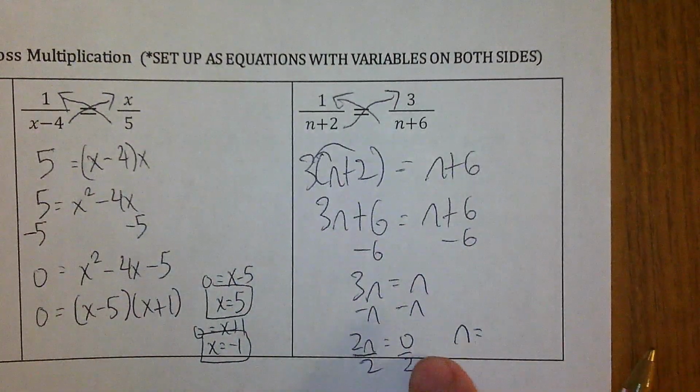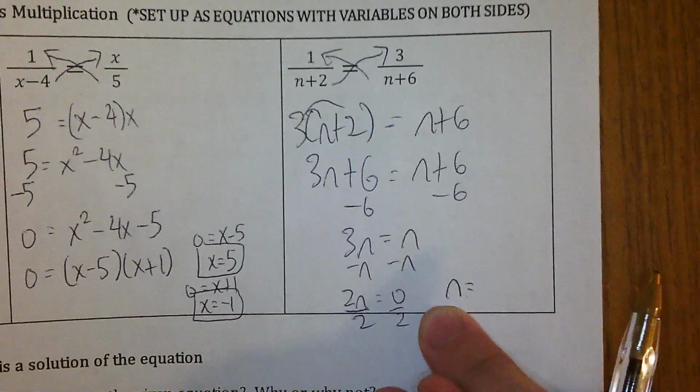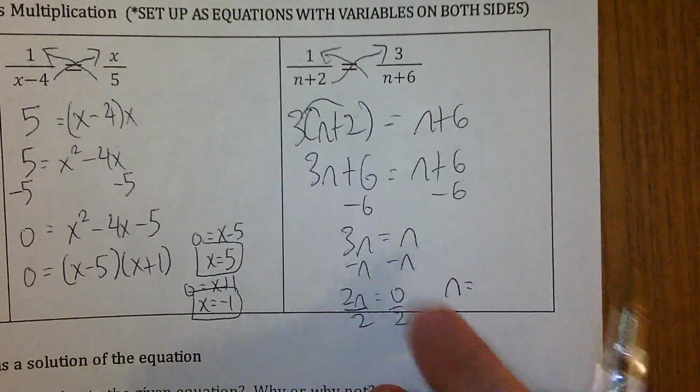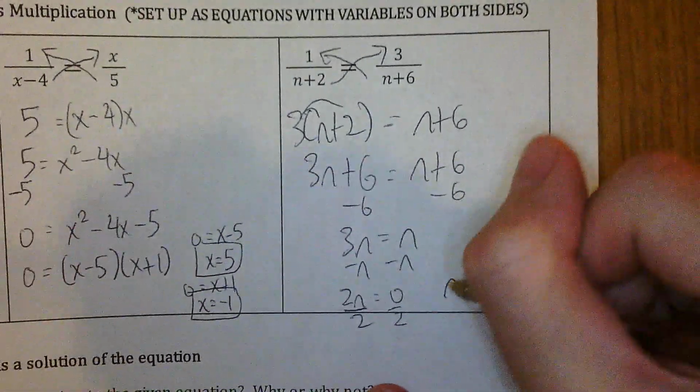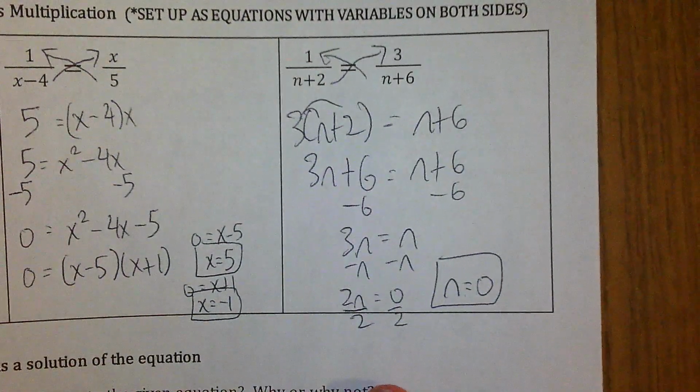And n is going to equal, well, what's 0 divided by 2? This is saying how many times does 2 go into 0? It doesn't go in any times. It's still 0. Right? So the answer is n equals 0.